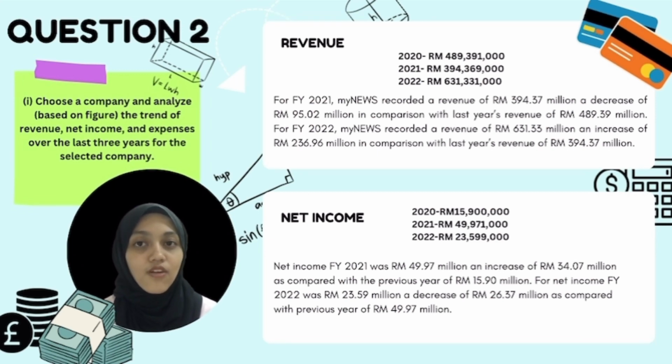For question 2, Roman 1, choose a company and analyze based on figure the trend of revenue, net income and expenses over the last 3 years for the selected company. The company we choose is MyNews.